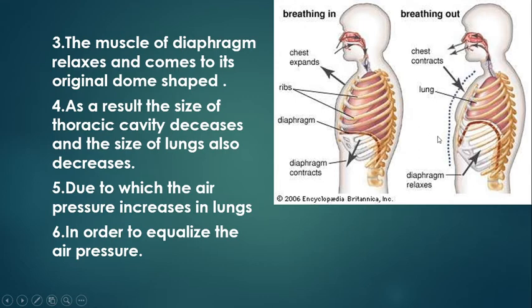As a result, the thoracic cavity decreases. The size of the thoracic cavity decreases, and the size of the lungs also decreases, due to which, according to Boyle's law, inversely proportional, the air pressure increases. In order to equalize the air pressure, you can see in the picture also, here the air comes out.